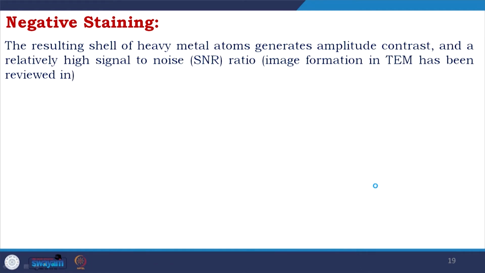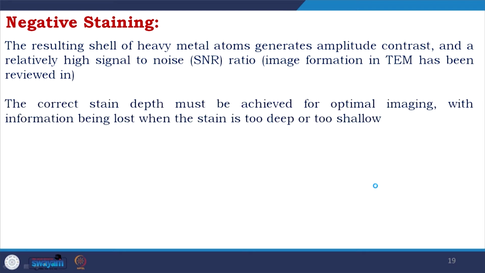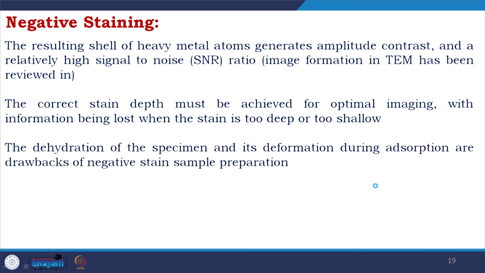The resulting shell of heavy metal atoms generates amplitude contrast and a relatively high signal to noise ratio, with which you see the image. The correct stain depth must be achieved for optimal imaging, with information being lost when the stain is too deep or too shallow. The dehydration of the specimen and its deformation during adsorption are drawbacks of negative stain sample preparation. So, one is the possibility of dehydration and deformation.